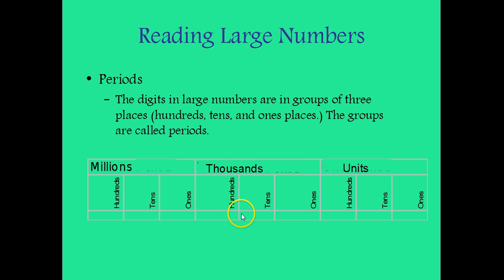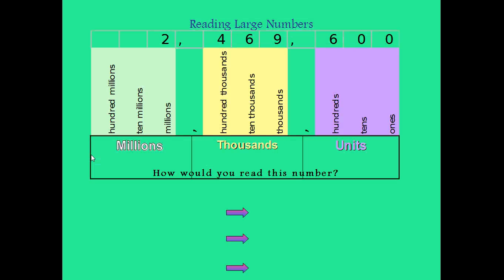Now these groups are called different things. We have millions, we have thousands, and we have units. Now we're expanding this year by adding millions. Last year you just did thousands, but now we're doing millions, which makes it easier for you guys to become millionaires one day, and billionaires, and so on.